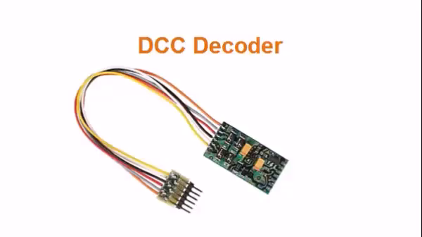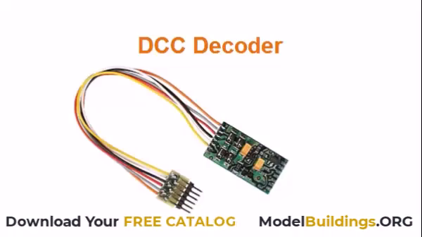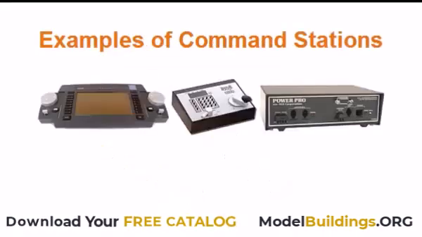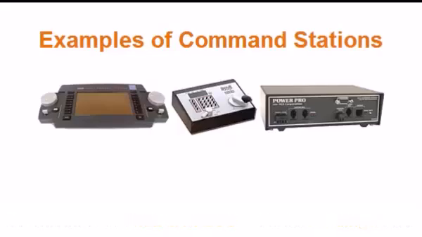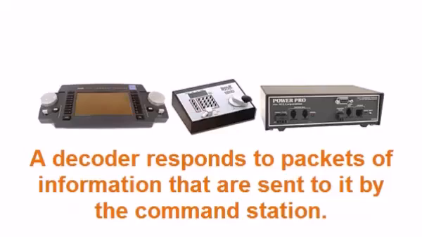A decoder is a small computer chip or electronic circuit board which receives the DCC signal through the track from the command station. The decoder then decodes the message and instructs your loco what to do. A decoder responds to packets of information that are sent to it by the command station.